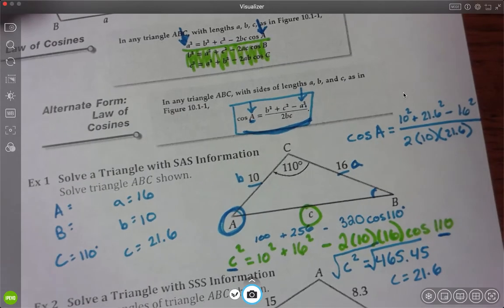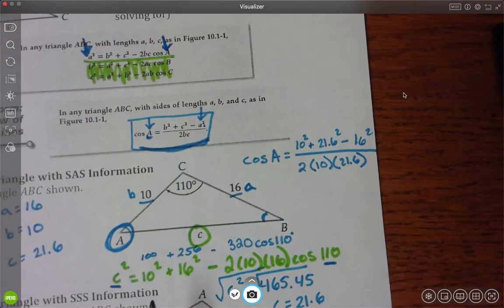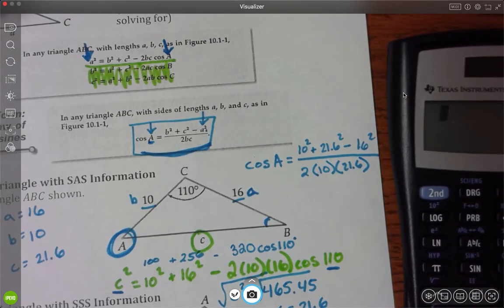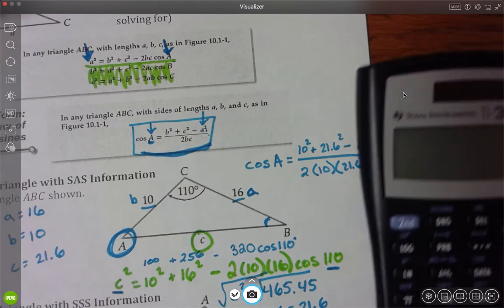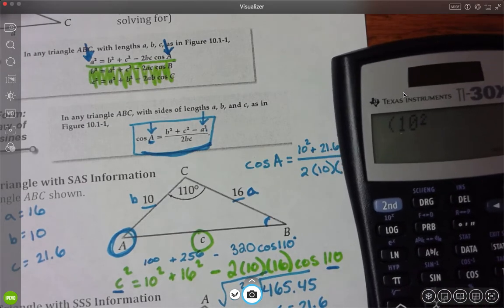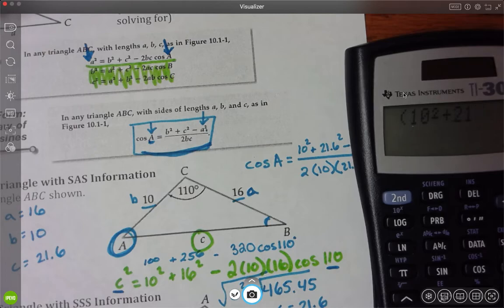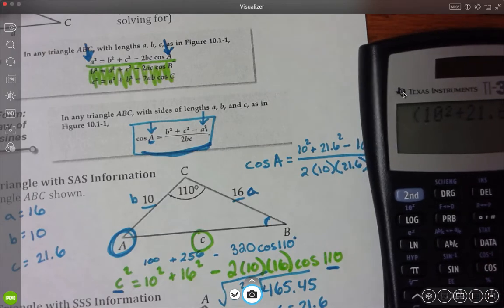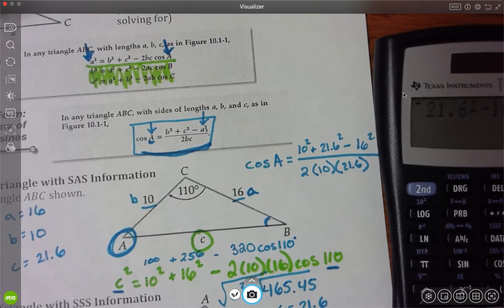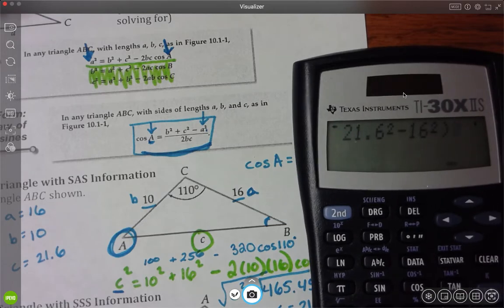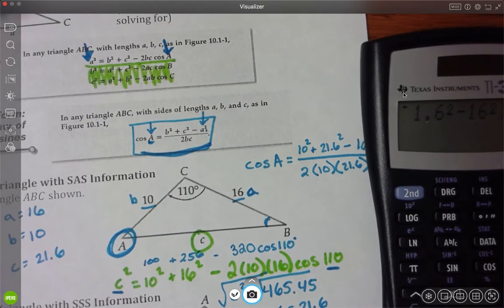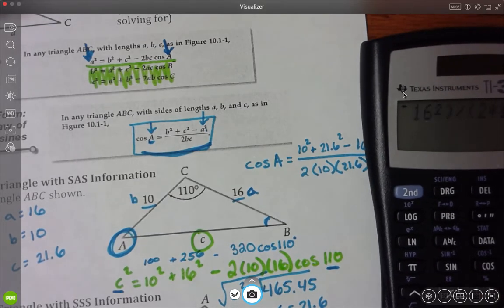All right, so we could enter that all into our calculator in one shot. Sure, why not? Let's try it. So I'm going to do parentheses, 10 squared. If you need to, please do this in pieces. If you don't trust your calculator, go ahead and do this in pieces. So I've got that top part typed in: 10 squared plus 21.6 squared minus 16 squared, and then I'm dividing that by 2 times 10 times 21.6.